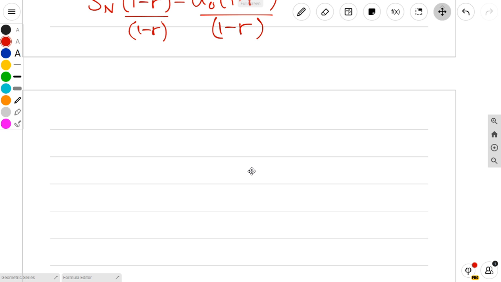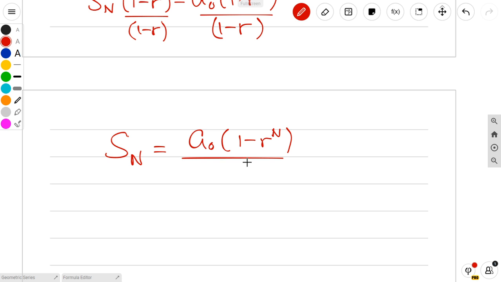Our partial sum formula is s sub n, the nth partial sum, is going to be equal to a sub 0, which represents our first term, times 1 minus r to the nth all over 1 minus r. Okay? And there we go. That is our partial sum formula.